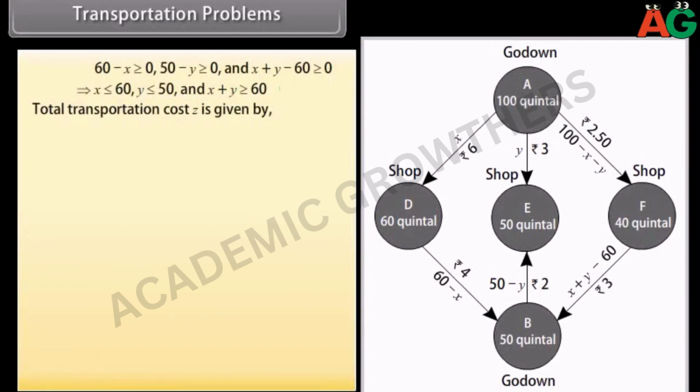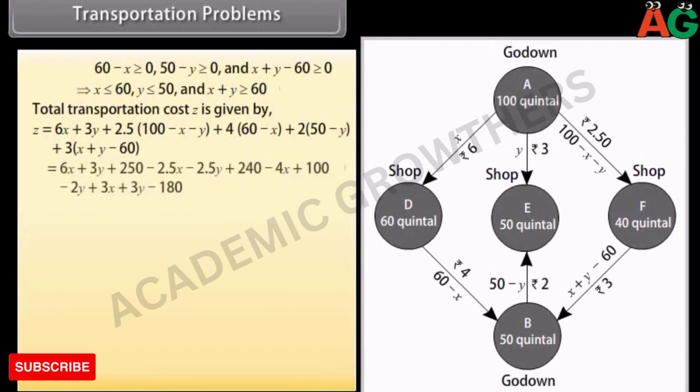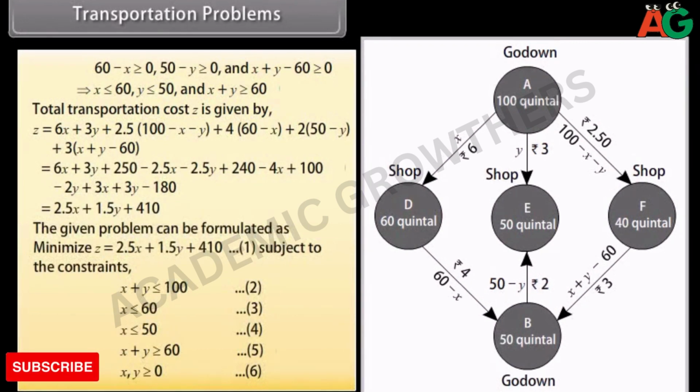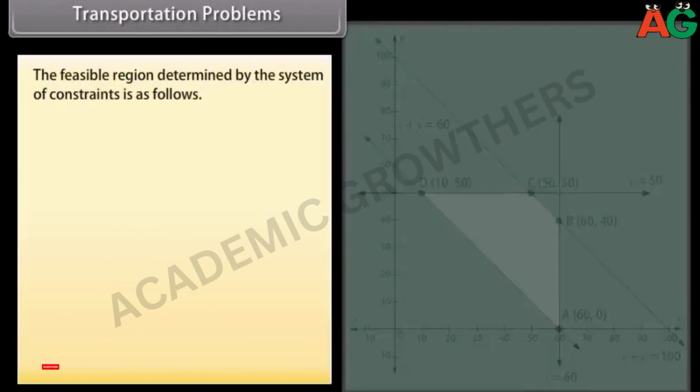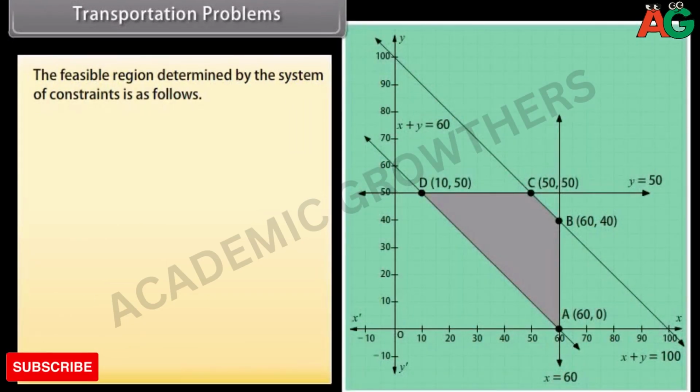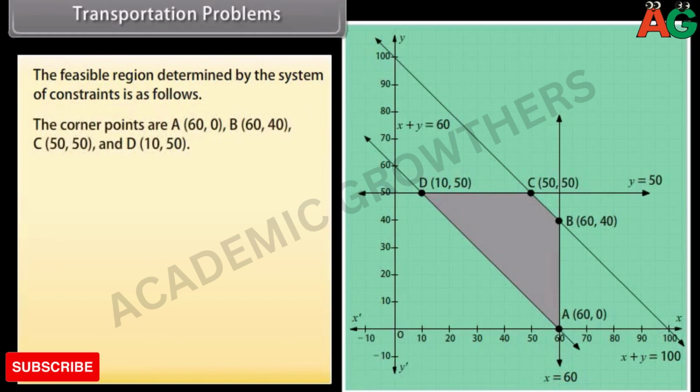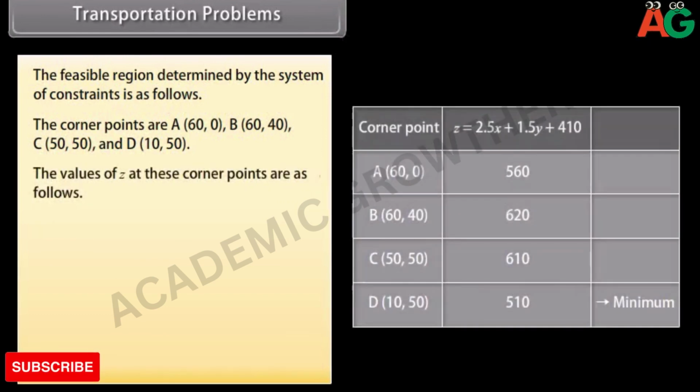Total transportation cost Z is given by. The given problem can be formulated as minimize Z equals 2.5x plus 1.5y plus 410. Mark it as equation 1. Subject to the constraints. The feasible region determined by the system of constraints is as follows. The corner points are A (60, 0), B (60, 40), C (50, 50) and D (10, 50). The values of Z at these corner points are as follows.